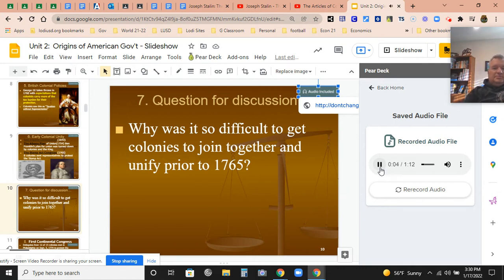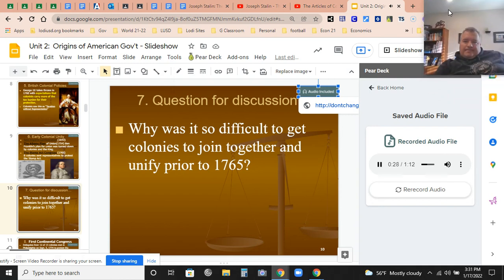So the next big question for discussion is, why was it so difficult to get colonies to join together and unite prior to 1765? Well, prior to 1765, the colonists still thought themselves as being British, being from the United Kingdom, being part of the crown. They didn't think of themselves as different. In the next 20 years, they're going to start to, because of how they're treated, actually in the next 10 years.